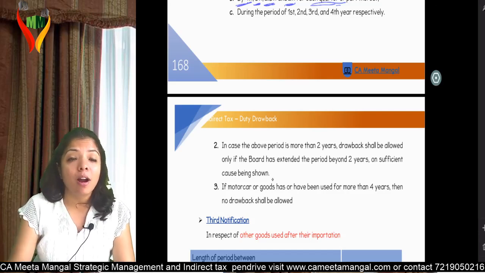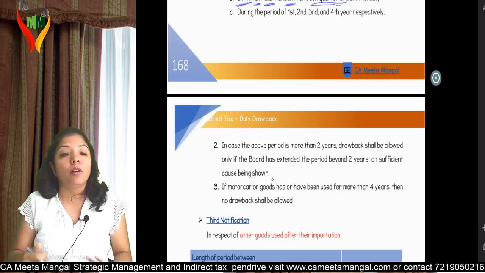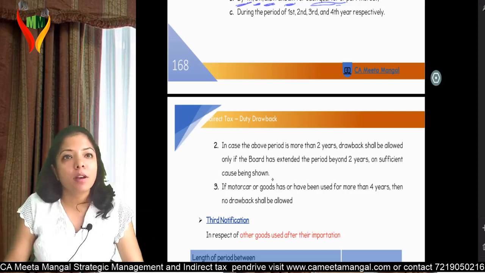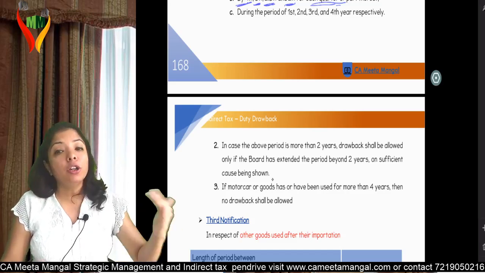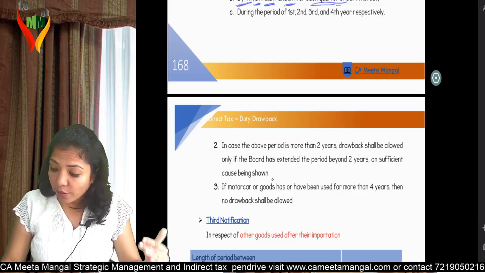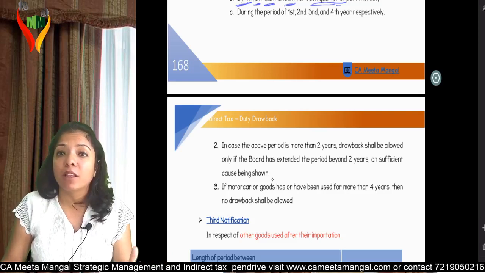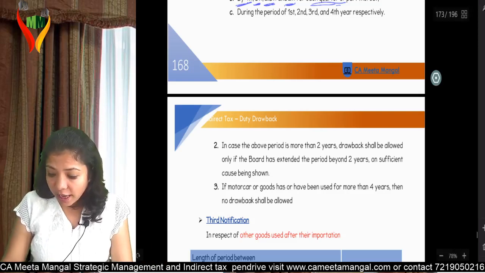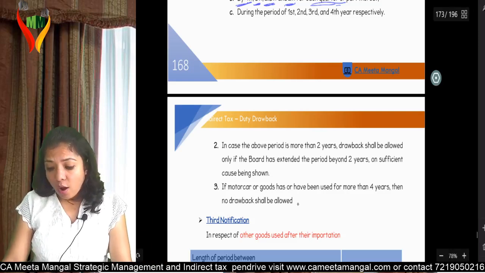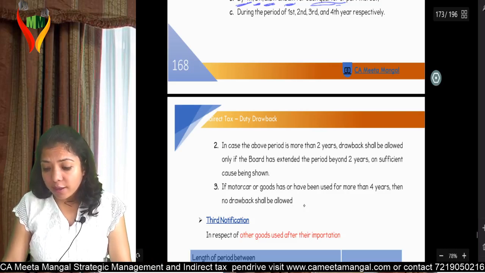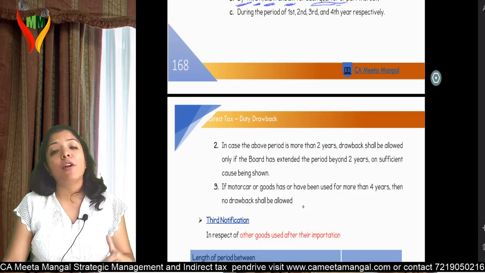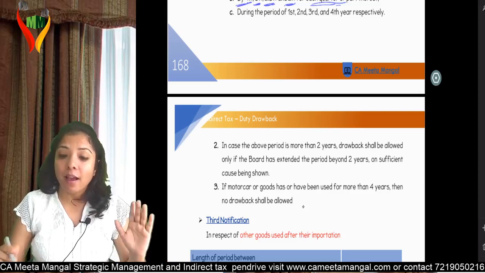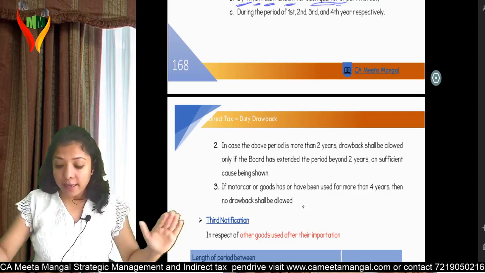That means it is not that you can export in 4 years. First 2 years it is okay, but beyond 2 years, you will be eligible for duty drawback only if the board is satisfied and gives you the permission. If motor cars or goods have been used for more than 4 years, then no drawback shall be allowed. If you have used it for more than 4 years and then you are exporting it, no drawback will be allowed. Am I clear? So let's summarize this one.